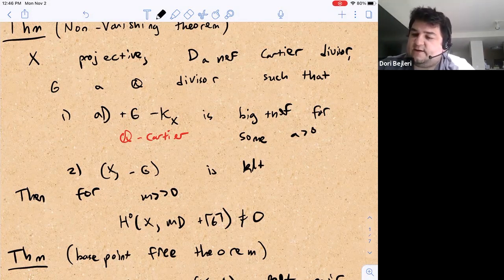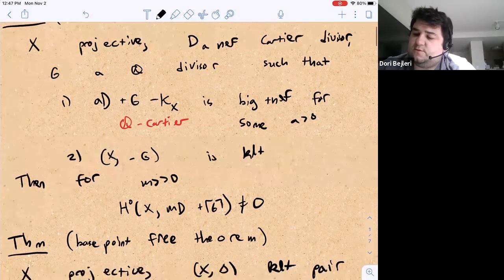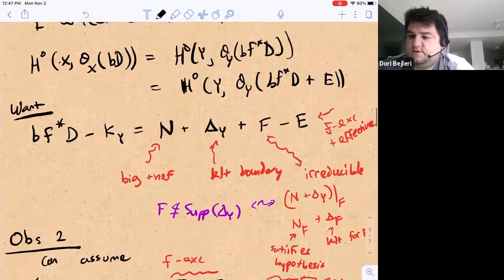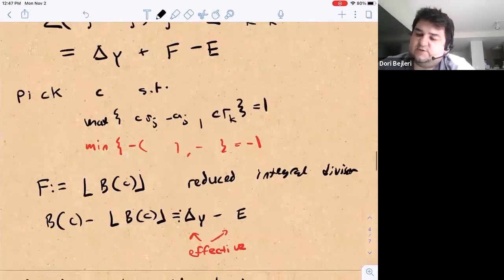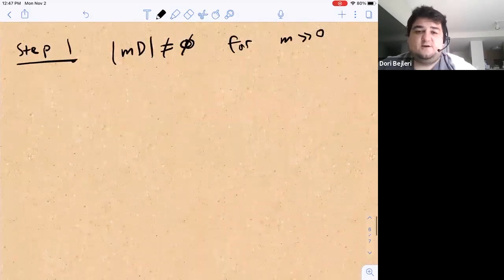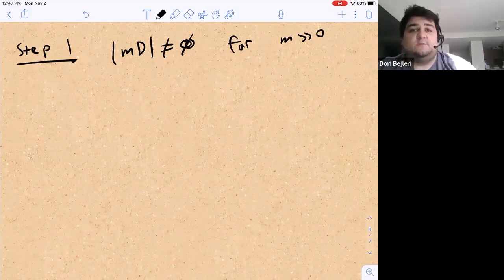So we can't apply it directly to our pair (X, Δ) because we want MD to have sections, not MD plus our boundary or plus the roundup of our boundary. So we need to apply this kind of resolution argument to tweak things around to produce sections for MD itself. In particular, we want this G that we're going to apply the non-vanishing theorem to be exceptional for some birational map, because we saw that doesn't change sections.